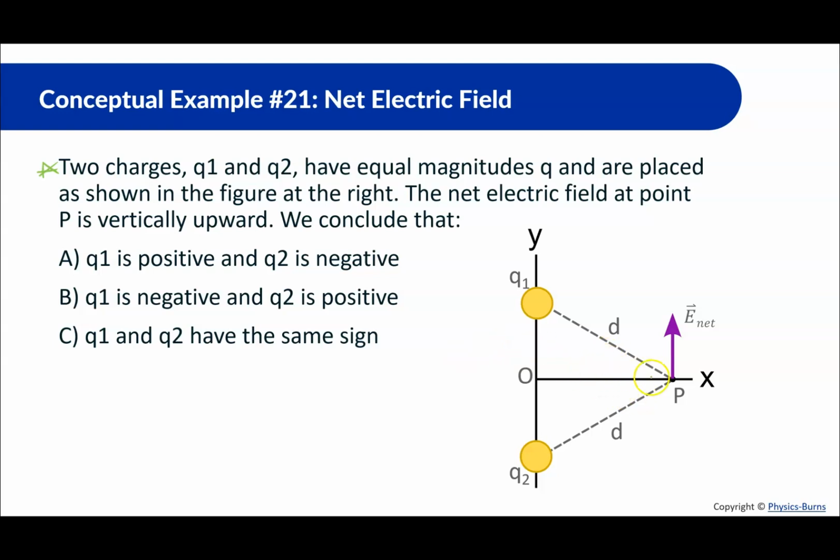We can conclude that Q1 is positive and Q2 is negative. Q1 is negative and Q2 is positive. Q1 and Q2 have the same sign. Okay, so let's start with A.